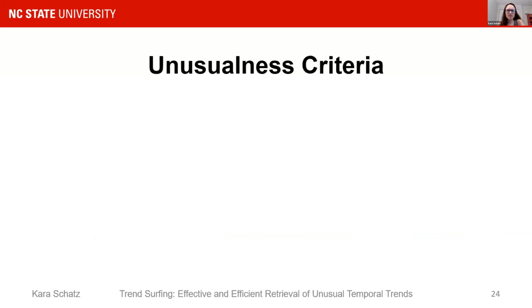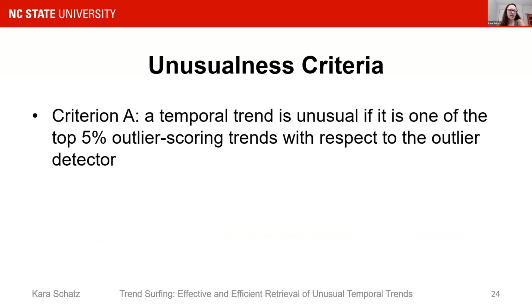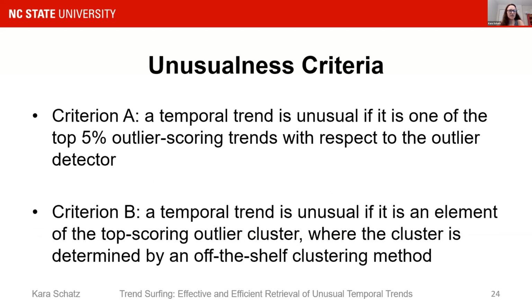For the unusualness criteria required by this problem statement, we find that the following two criteria are useful. Criterion A states that a temporal trend is unusual if it is one of the top 5% outlier scoring trends with respect to the outlier detector, and we selected that cutoff of 5% from the standard cutoff used in statistics. And criterion B states that a temporal trend is unusual if it's an element of the top scoring outlier cluster, where the cluster is determined by some off-the-shelf clustering method.